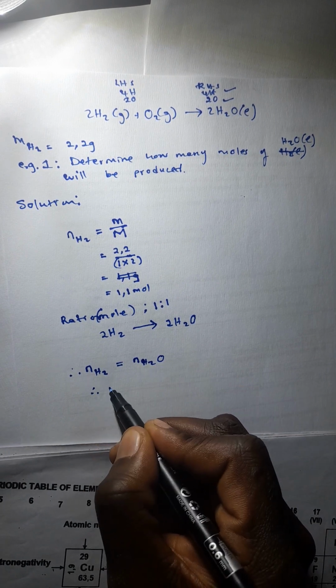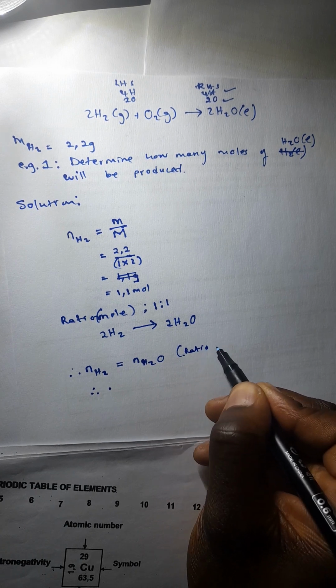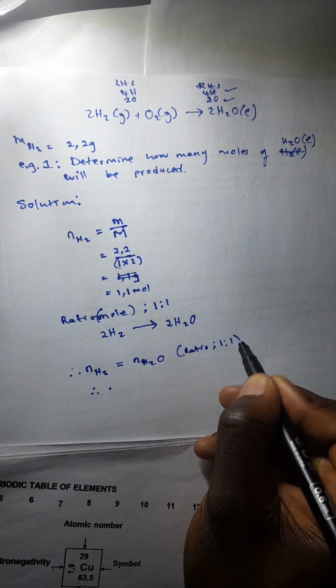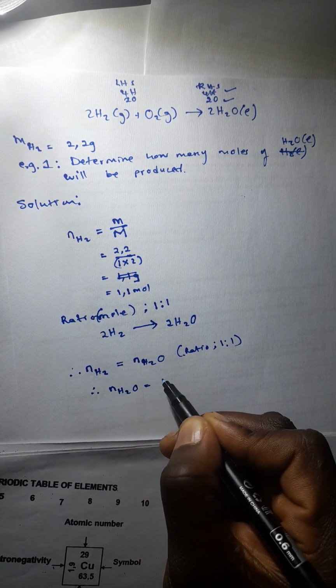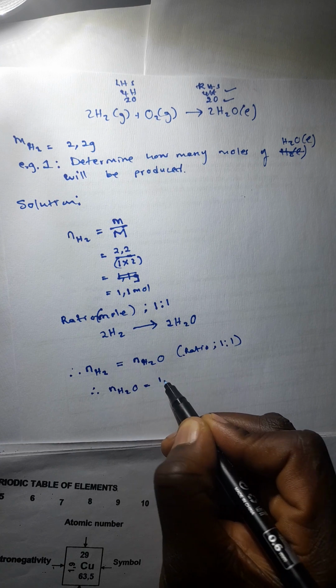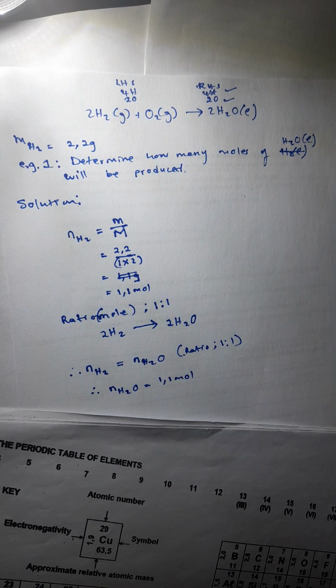Therefore, why are we saying that? The ratio is 1:1. And therefore, the number of moles of water will be 1.1 moles. Okay, this basically is not difficult.